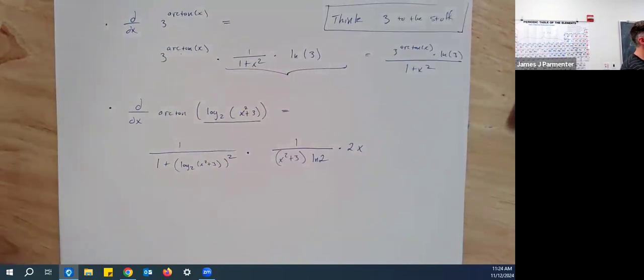So again, when I'm dealing with logarithms of a different base, I know that the natural log of that base has to end up in the denominator. When I'm dealing with exponential functions of a different base, I know I need the natural log of that base in the numerator, or just multiply by the natural log of that base.